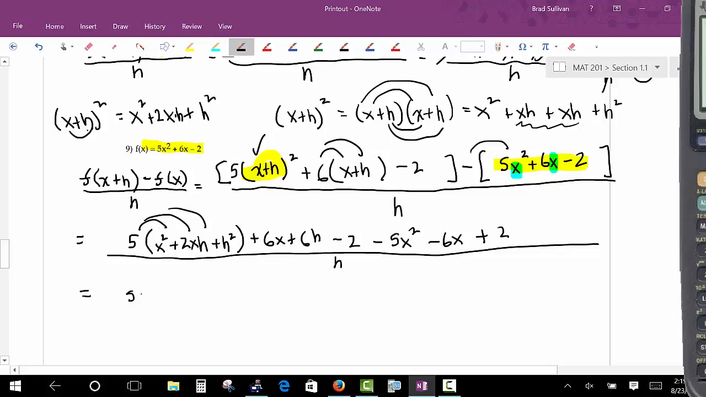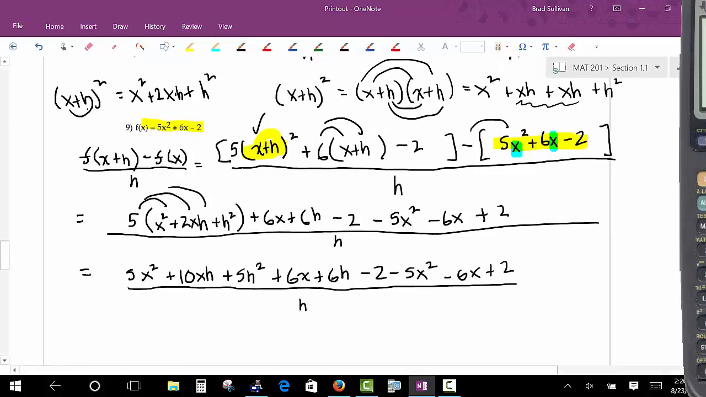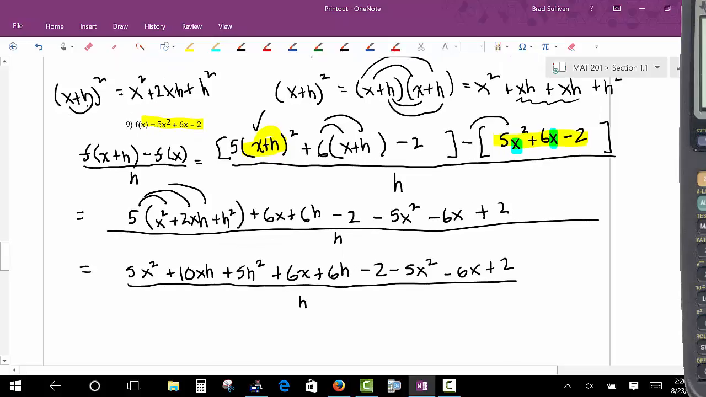So I'm going to get 5x squared plus 10xh plus 5h to the second plus 6x plus 6h minus 2 minus 5x to the second minus 6x plus 2, all over h, like this. And see, I'm writing things real methodically. That's the way I expect you to do things. You can do a few things in your head, I don't mind you doing that, but the better you keep things together, the more accurate you're going to be.